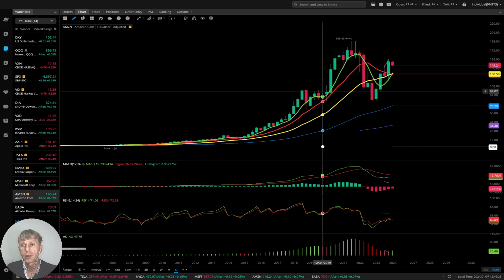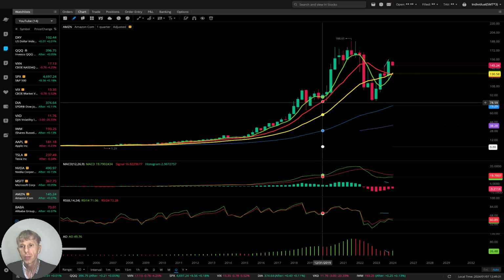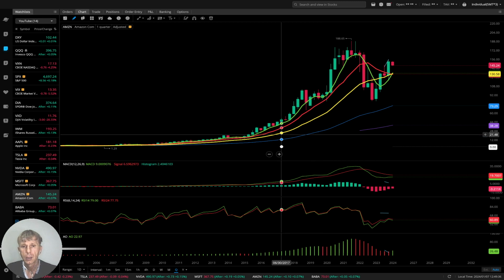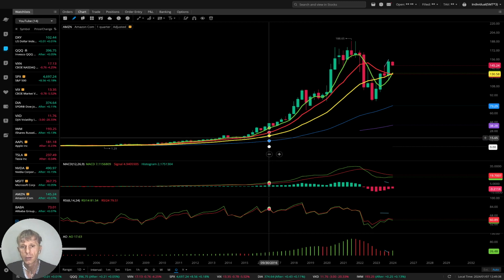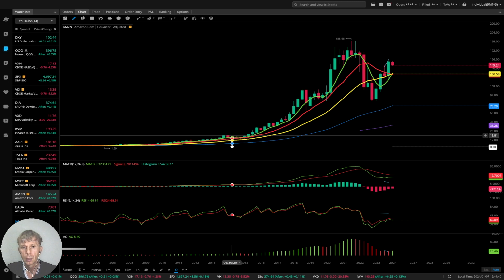Support that can be a first destination for the correction, $100. Yeah, second can be 70, 80, yeah, $80. Then it will be $40, and the final destination will be around $20 for Amazon.